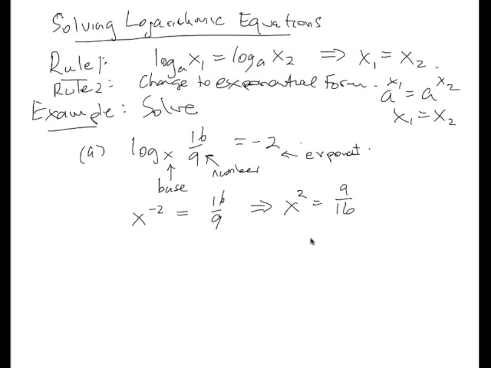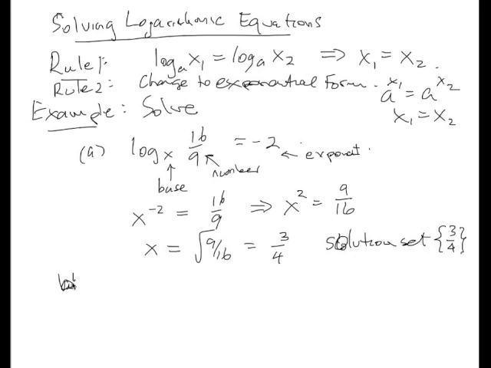So therefore we would say that x would be equal to the square root of 9 on 16, not the negative of it, because remember the base must be positive, okay? So this will be 3 over 4. So my solution set is going to be the set 3 on 4. Okay? All right, let's do part B.